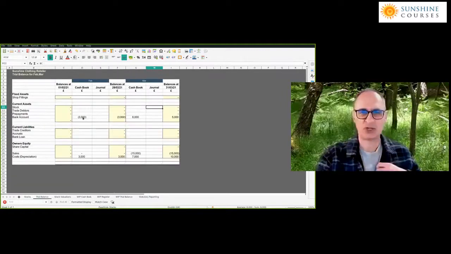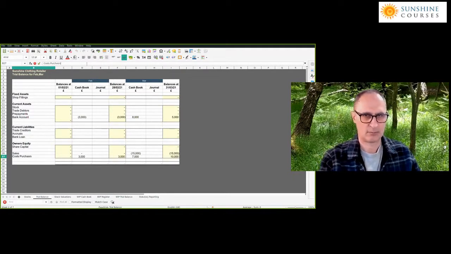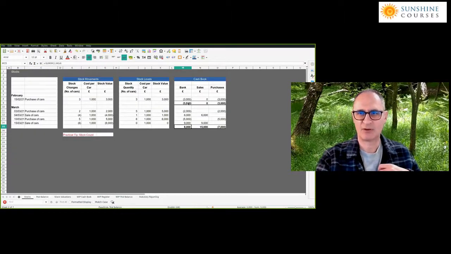And in the trial balance, in February, we've paid out the £3,000, credit bank, and we've debited costs, purchases. This is not depreciation, apologies. We've debited purchases. Just double confirm that.